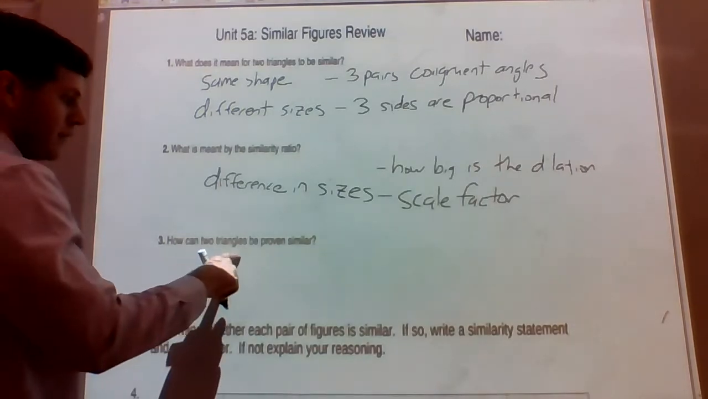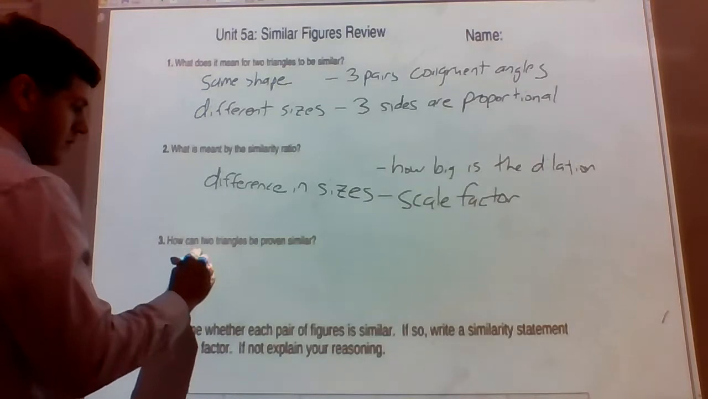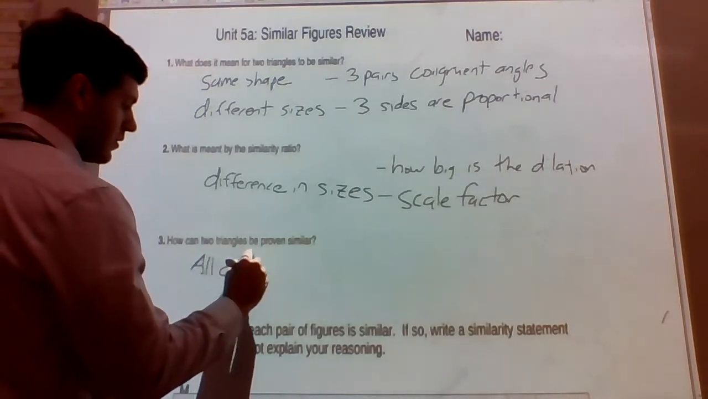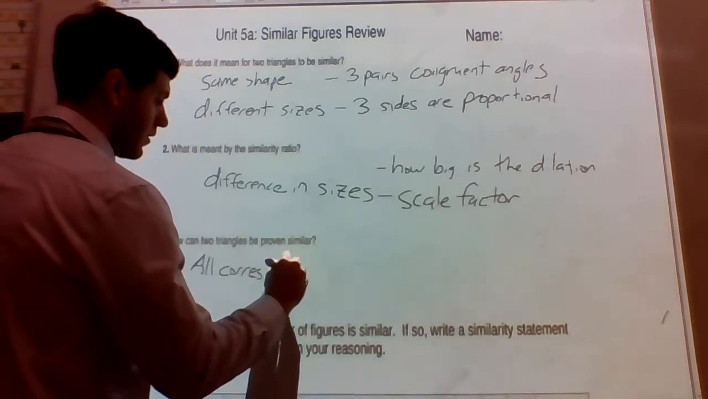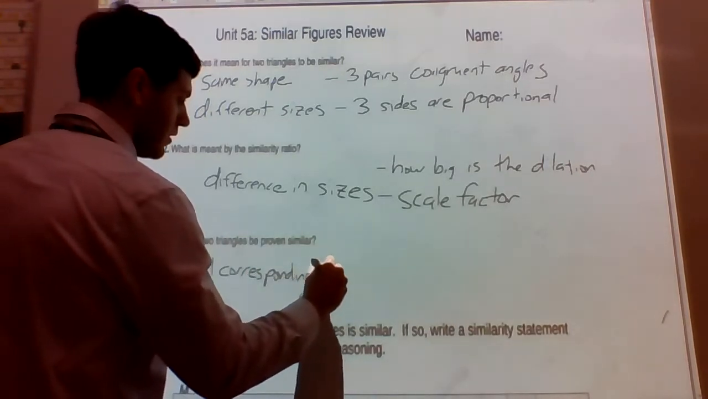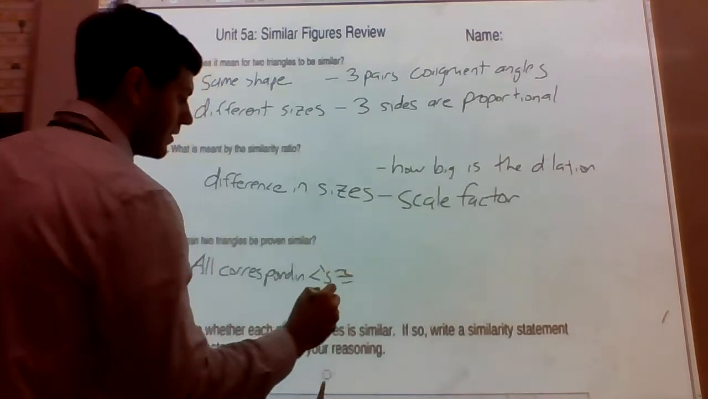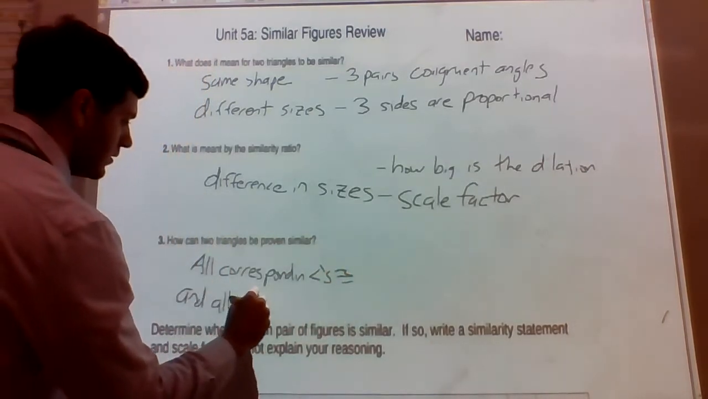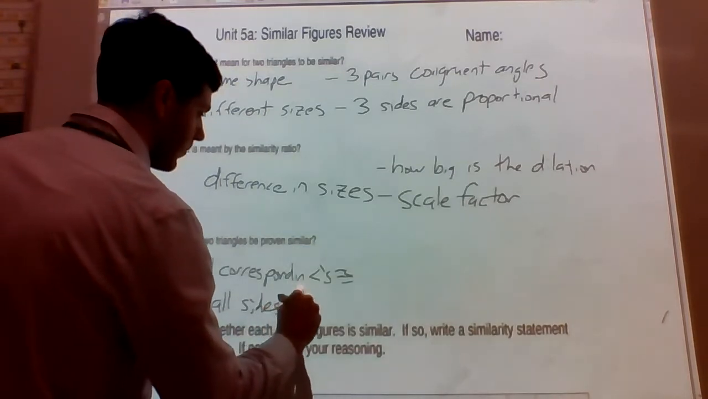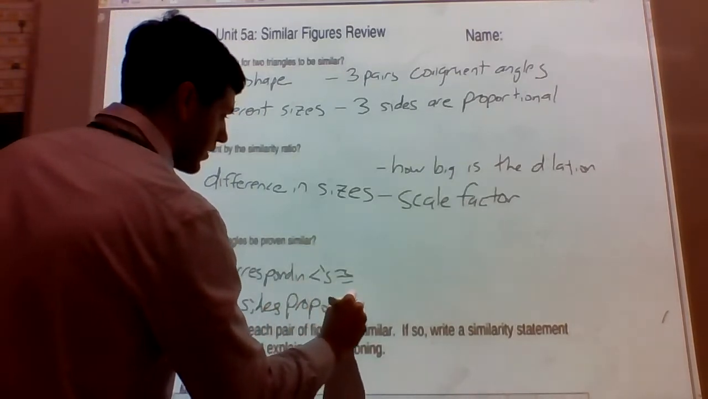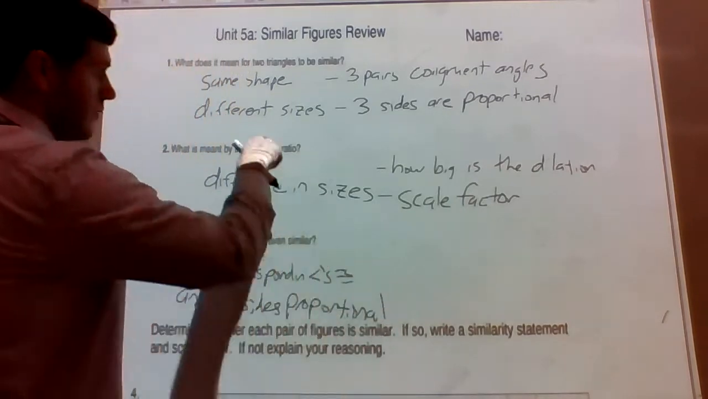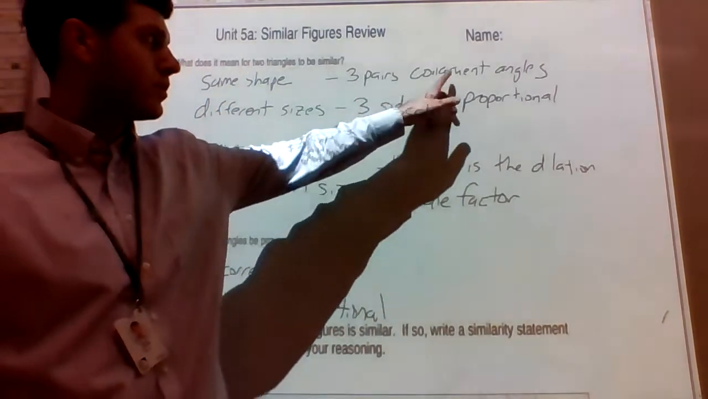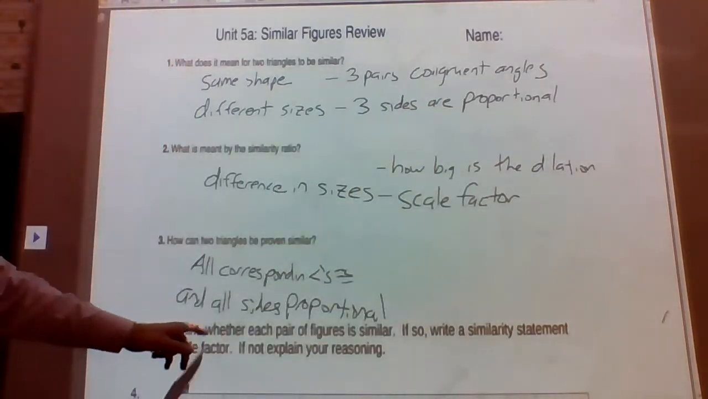How can two triangles be proven similar? Well, we can find that all corresponding angles are congruent and all sides proportional. That's the definition of similar triangles: 3 pairs of congruent angles and 3 sides proportional.